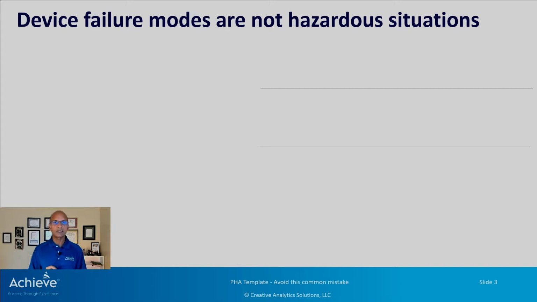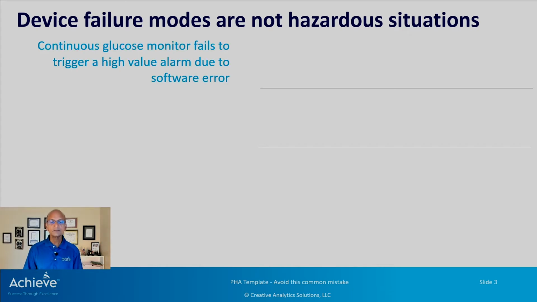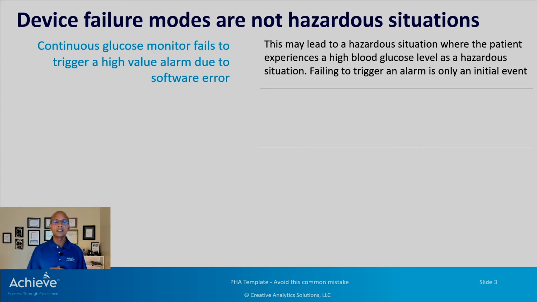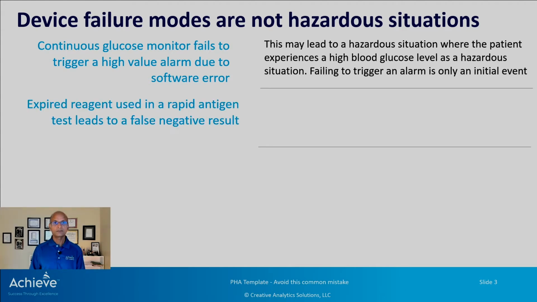So let's look at an example. Device failure modes are not hazardous situations, and most people identify them as hazardous situations in their FMEAs. Let's say you have a continuous glucose monitor that fails to trigger a high value alarm due to a software error. That's how you will have a line item in an FMEA. Now, if you take a step back and think about it, this may lead to a hazardous situation where the patient experiences a high blood glucose level, but failing to trigger an alarm is only an initial event, only a trigger event. That's not necessarily a hazardous situation.